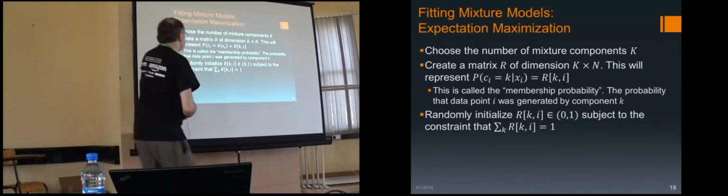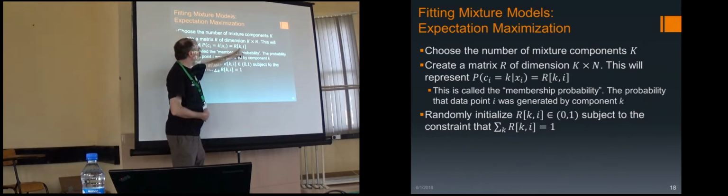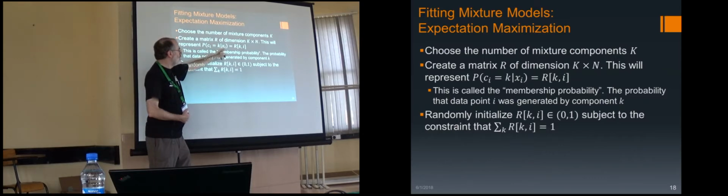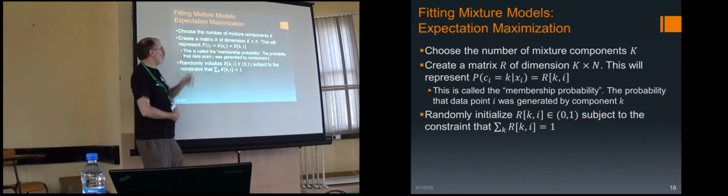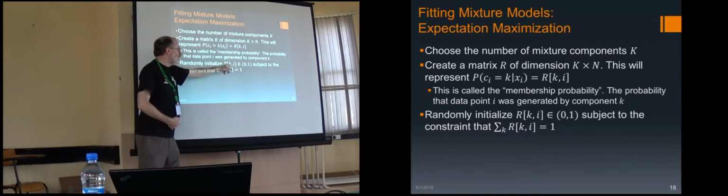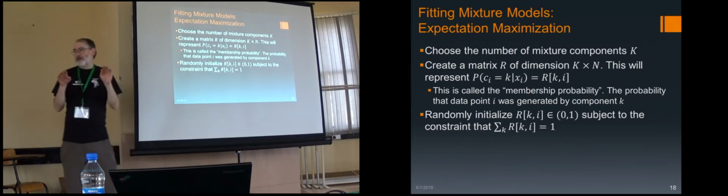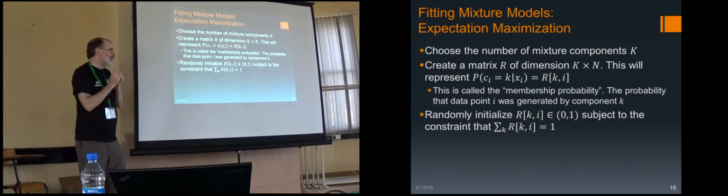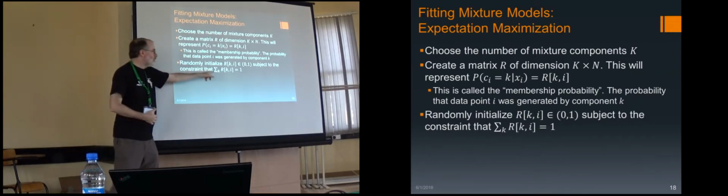Okay, so we randomly initialize. The idea of R sub ki is that it is the probability that data point x sub i was drawn from cluster k, right? The probability that C sub i was equal to k given x sub i. And this is called the membership probability or the responsibility. So we can randomly initialize these things. It's important that they always be non-zero, and therefore non-1 also, because 0 and 1 have such special power in probability. And we just have to make sure that they do sum to 1.